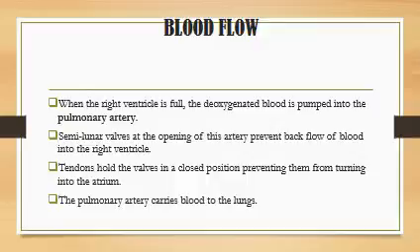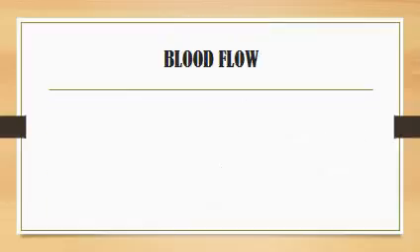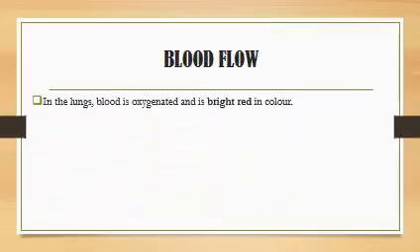The pulmonary artery carries blood to the lungs. Remember, this blood is deoxygenated. This blood has very little oxygen and a high concentration of carbon dioxide. So this blood has to be taken to the lungs, where it will be oxygenated.